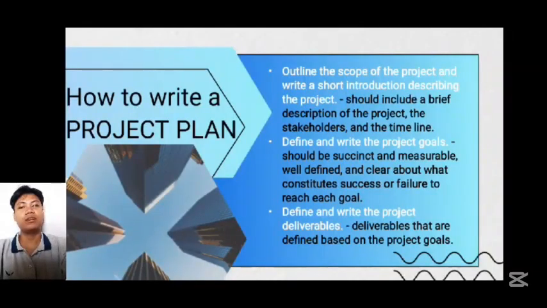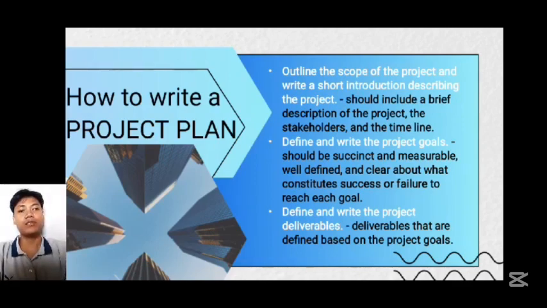I'm going to discuss how to write a project plan. First is to outline the scope of the project and write a short introduction describing the project. It should include a brief description of the project, the stakeholders, and the timeline. It is like a blueprint of the project, clearly explaining your project goals, identifying everyone involved, and setting the timeline of the completion.